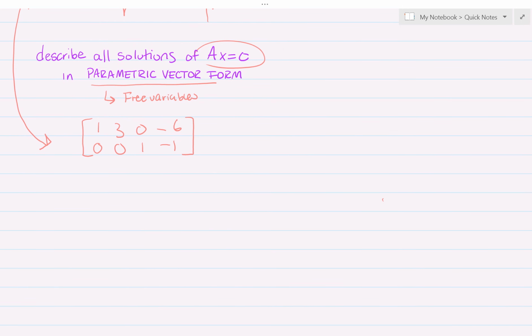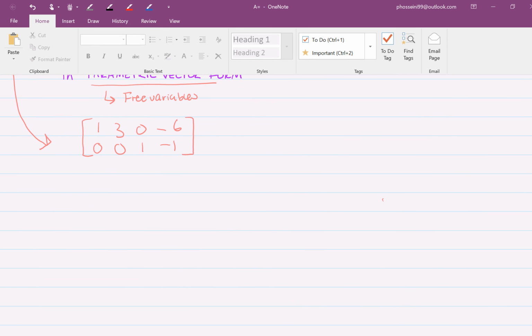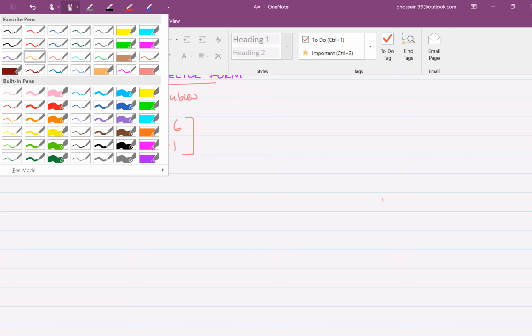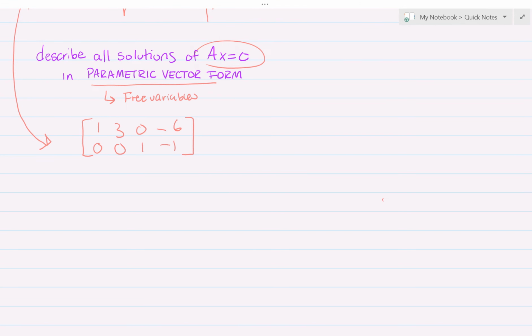Okay, now that we have our reduced row echelon form, we can identify our free variables and begin our solution. So remember, free variables correspond to our non-pivot columns. In this case, our pivot columns are the first column and the third column. So our free variables will be the second column and the fourth column. And remember that each column corresponds to a variable: x1, x2, x3, and x4. So our free variables are going to be x2 and x4.